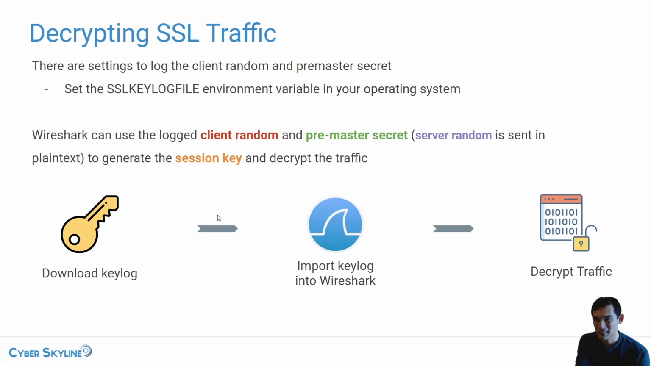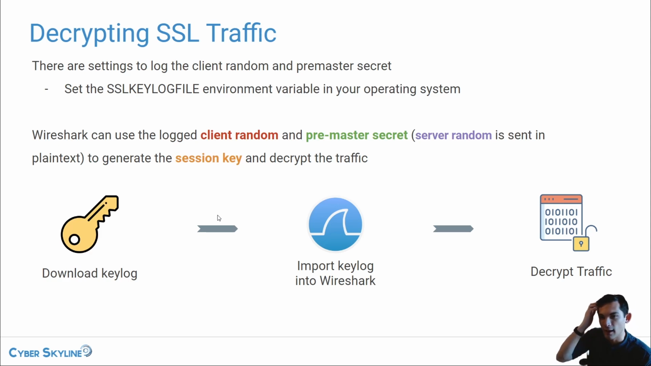So now that we know how it works, how do we actually go about decrypting it? To decrypt the traffic, what we're going to need to get access to is that pre-master secret, because as I showed in the slides, the client random and the server random are both sent over the internet in plain text, so anyone can access those. What we really need is that pre-master secret.